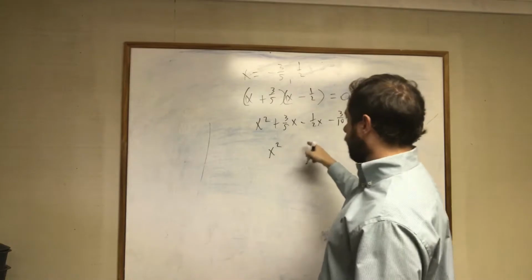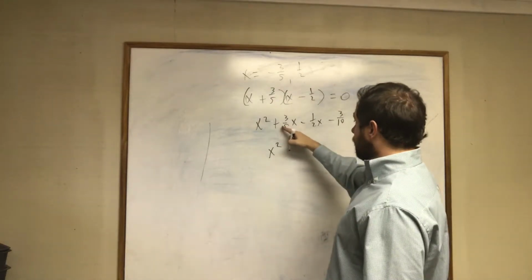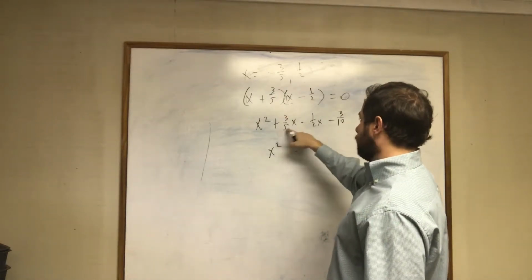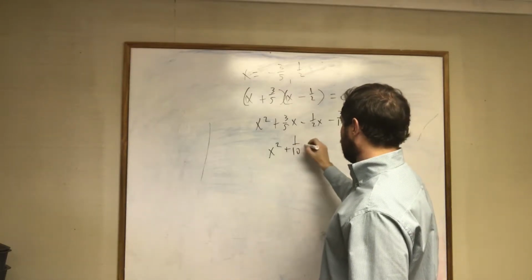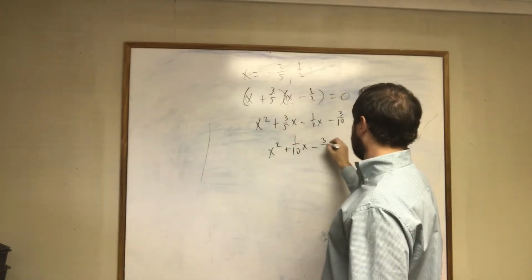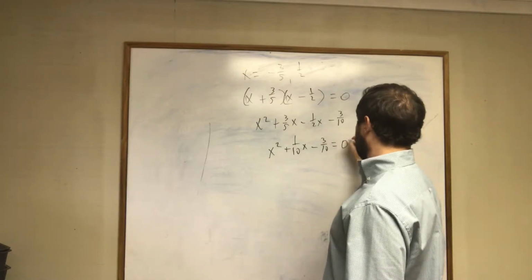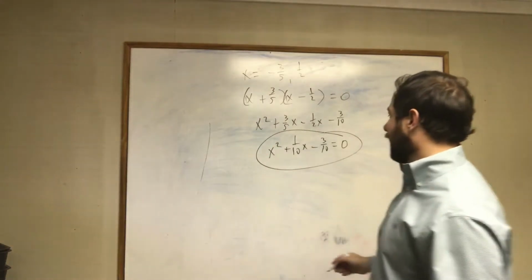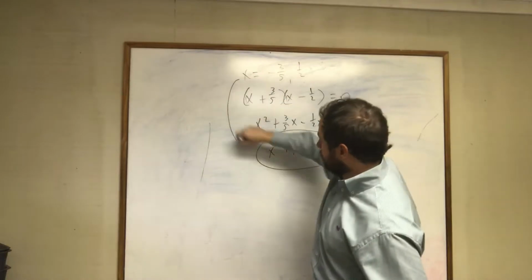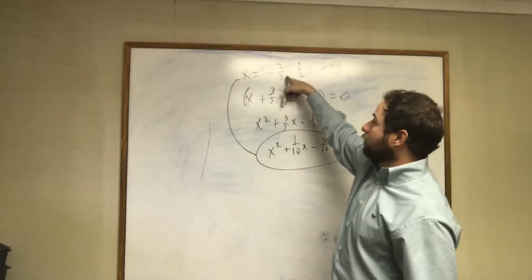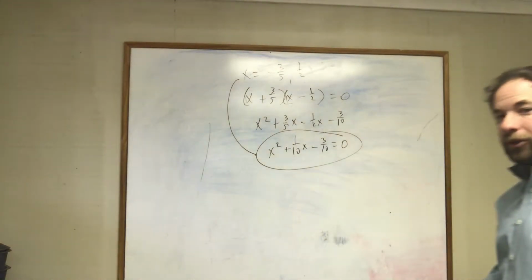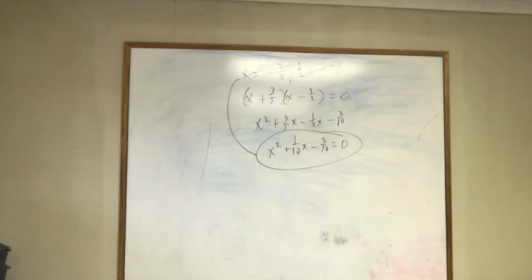You have x squared. This is going to be 6/10 minus 5/10. So you get 1/10 positive x minus 3/10 equals 0. This is the answer, and if you were to plug this into the quadratic formula in your calculator, it would give you these two answers. And that's a way that you can check to see if you have done these problems right.